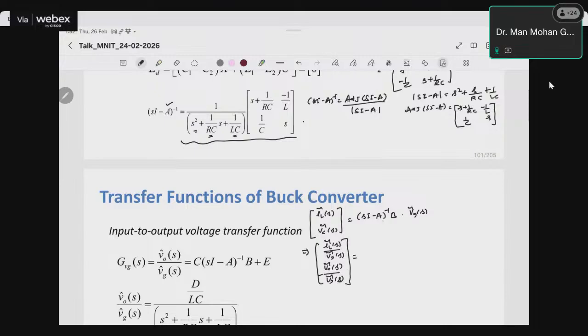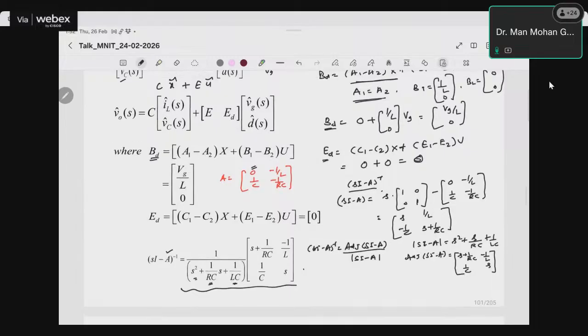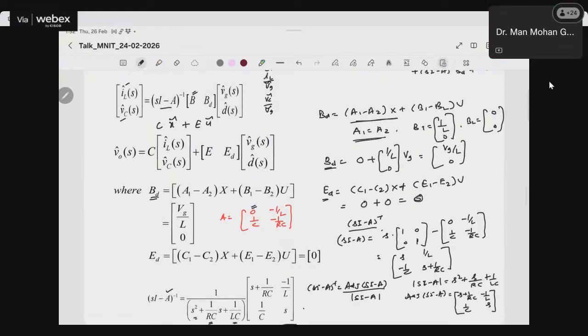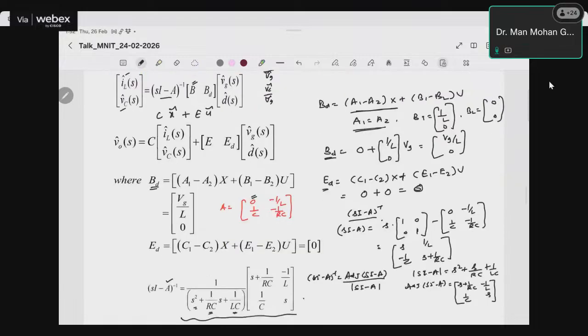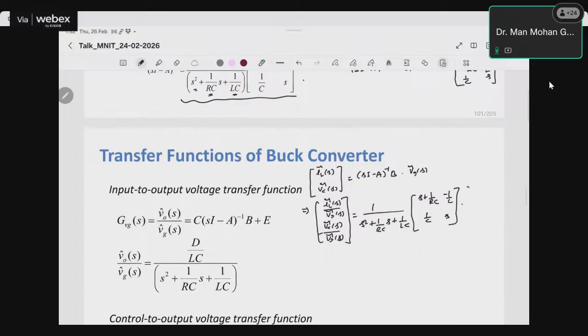So that is equal to SI minus A inverse into B, right? So for SI minus A inverse, I'm writing this value: 1 upon S square plus 1 upon RC S plus 1 upon LC, and the matrix S plus 1 upon RC, minus 1 upon L, 1 upon C, S, into B. So what is B in our case? In our case, B is D upon L, right? We have already calculated D upon L. So we multiply this by D upon L, and this is 0.